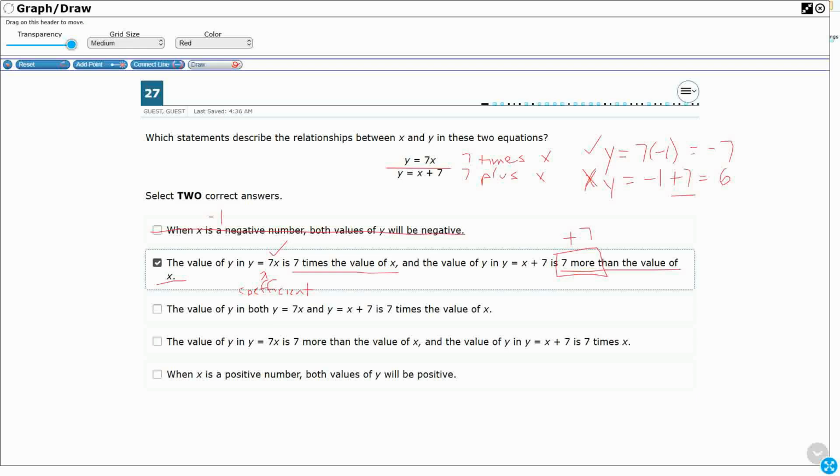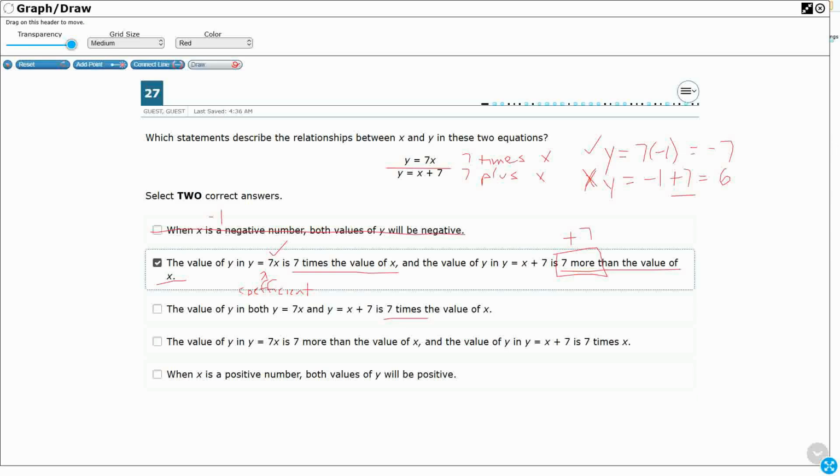The value of y in both y equals 7x and y equals x plus 7 is 7 times. Well, no, this cannot be true if the second one is true. 7 times the value of x is true for this one, but this is just 7 plus. 7 times and 7 plus are really different. So that's no.